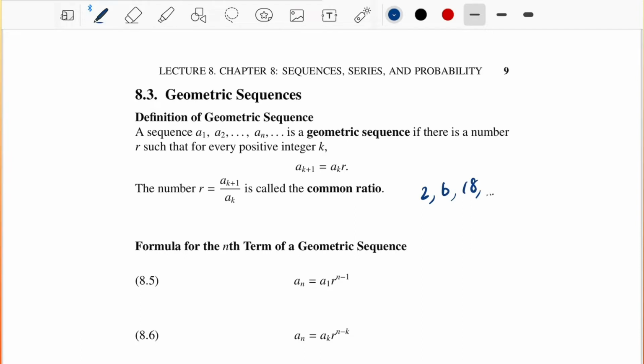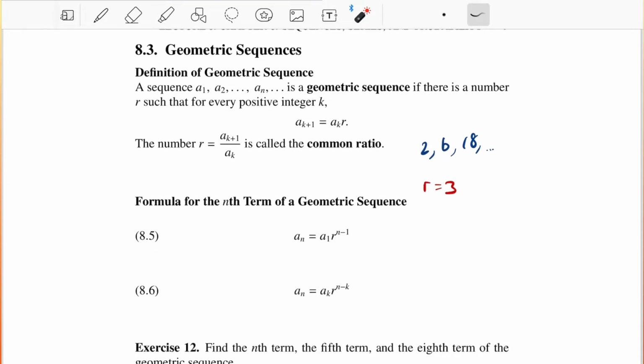This looks like a geometric sequence with a common ratio of 3, because the way you get the next term is you multiply by 3, and 3, and so on and so on. So the next term would be 18 times 3, which I believe is 54. Yes. So on and so on. So that's what the geometric sequence is.